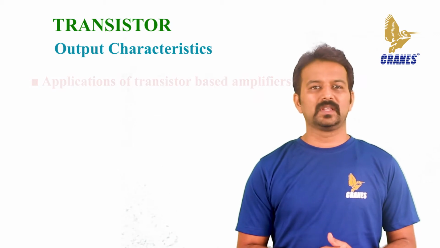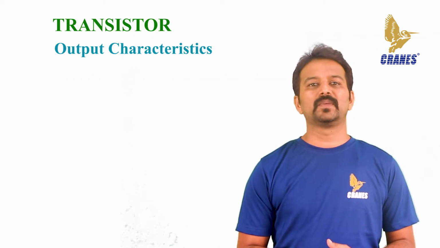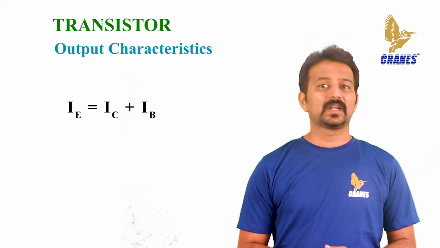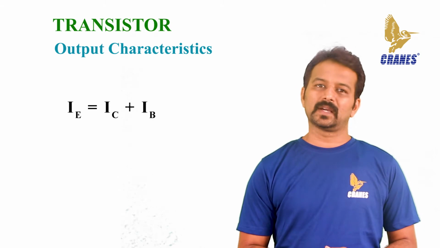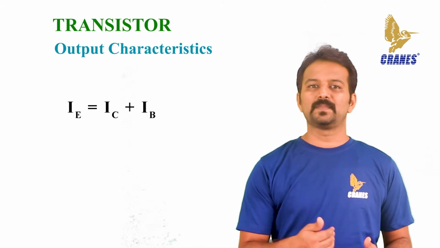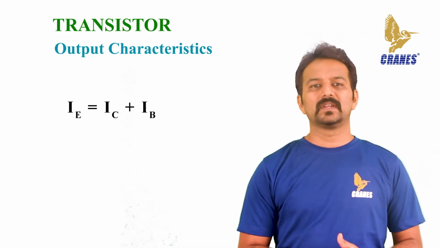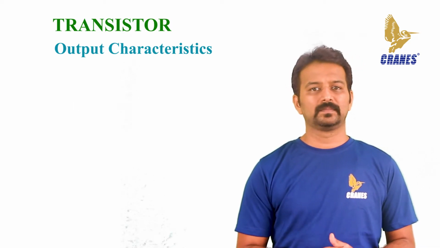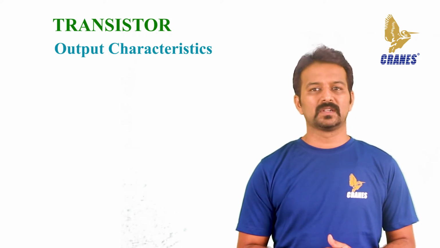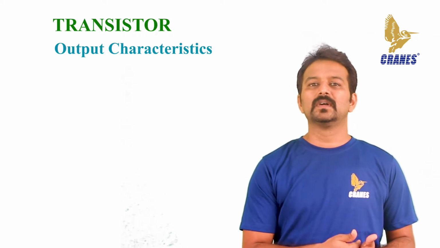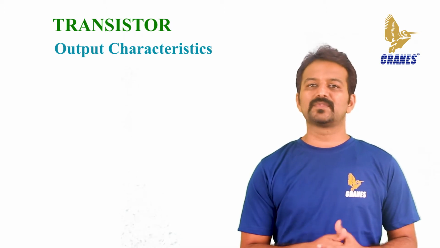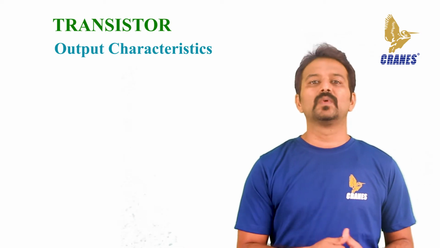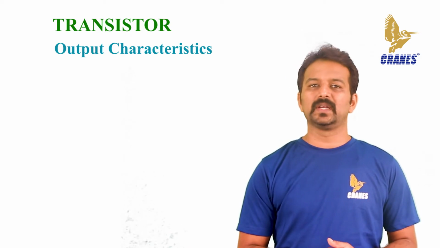In this configuration, the emitter current is equal to the sum of the base current and the larger collector current. That is, emitter current IE is equal to collector current plus the base current, that is IC plus IB. We know that the ratio between the collector current and the emitter current gives the current gain alpha, which is in the common base configuration. Similarly, the ratio between the collector current and the base current gives the current gain beta in the common emitter configuration.